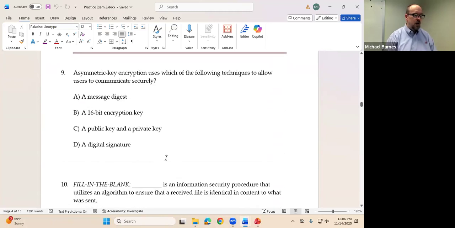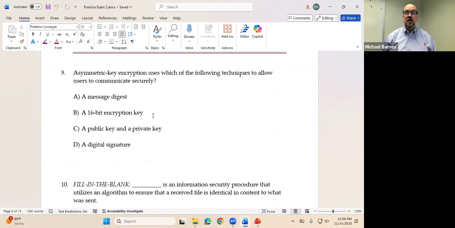Asymmetric key encryption uses which of the following techniques to allow computers to communicate securely? This one is not one where you need to know each of these items, but I wanted you to be able to identify the relevant relationship for asymmetric key encryption. A message digest is basically an aggregation of digital signatures. We didn't talk about that with respect to asymmetric key encryption.